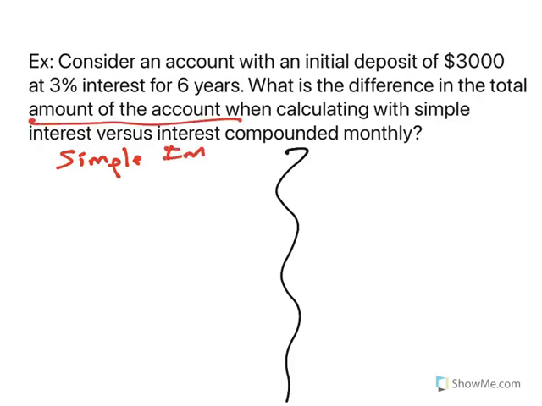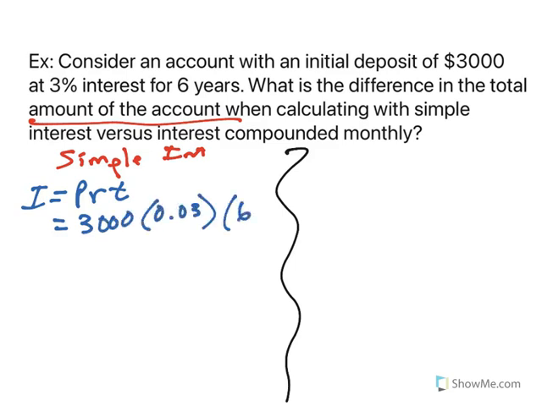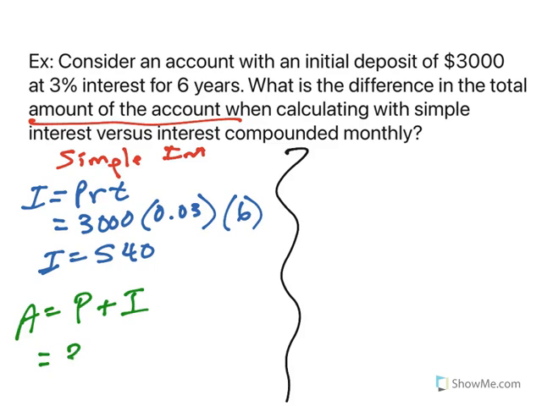Okay. So with simple interest, we know that the first thing we can do is find the interest. I need principal times rate times time. So $3,000 times my rate as a decimal times my time of 6 years. So when I multiply 3,000 times 0.03 times 6, my interest is 540. So again, to find my ending amount, I take my principal and I add my interest. So I will take 3,000 plus 540, and that gives me an ending balance of 3,540 for simple interest.